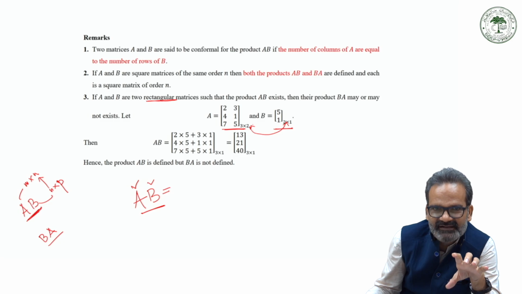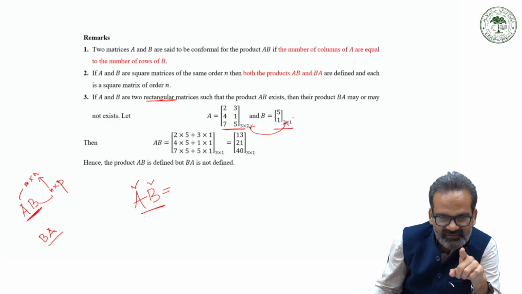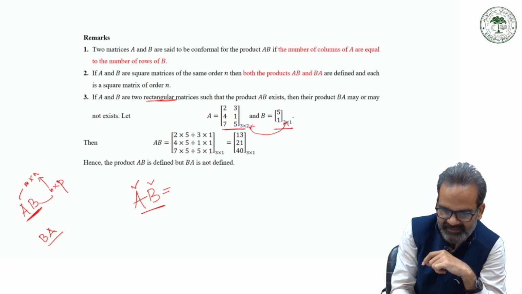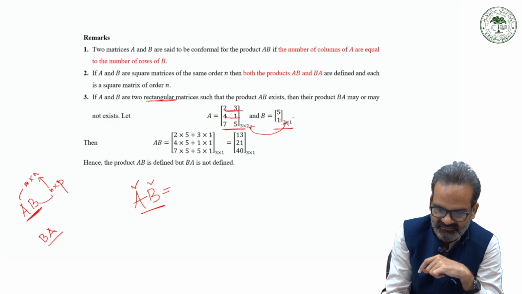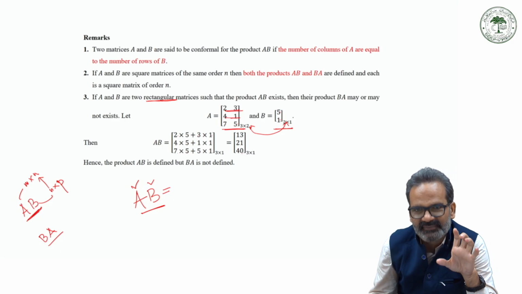So we can find the product, and this is what is written here. A is this: take the first row and multiply with the first column, 2 into 5 plus 3 into 1. Then take the second row, 4 into 5 plus 1 into 1. Then take the third row, 7 into 5 plus 5 into 1. Simplify it. You will get 13, 21 and 40 as the product AB.